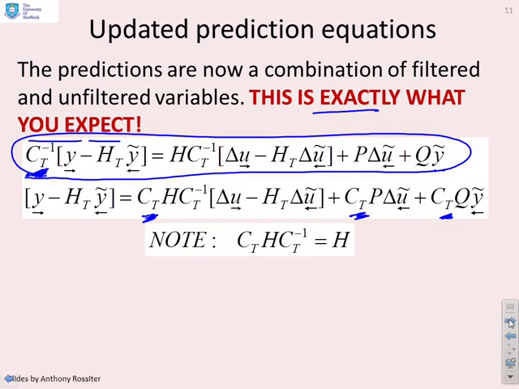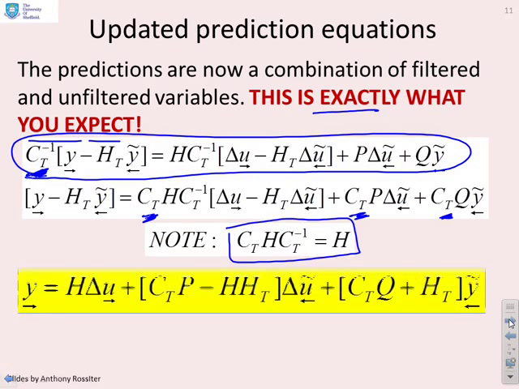Okay, and just as a note, if you understand how Toeplitz matrices work, Ct times H times Ct inverse is just going to be H, because H is also a Toeplitz matrix. I'm not going to prove that, but it's straightforward to do so. Now, if I rearrange what I've got, you will notice here I had Ct H Ct inverse, which is just H, so I've just got H delta U future.